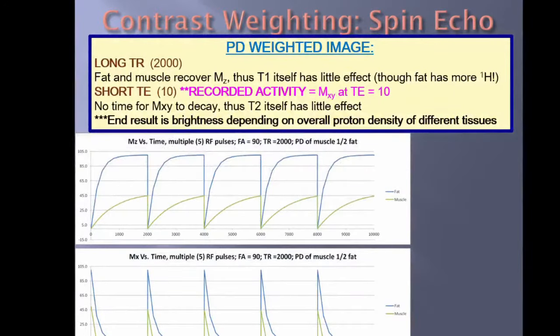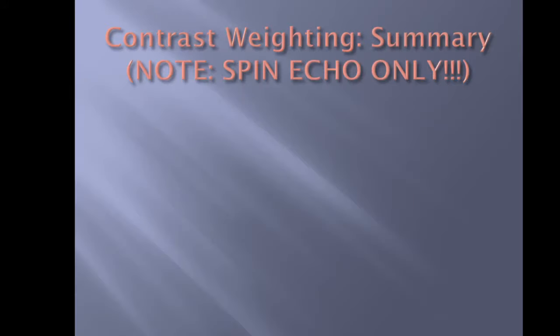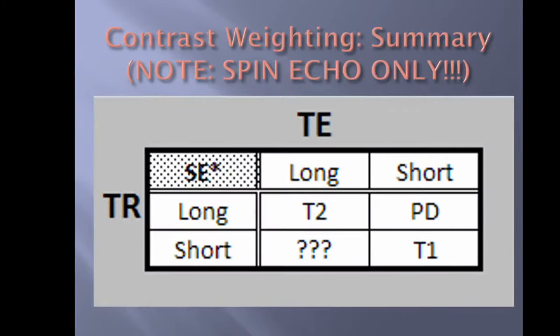So let's look. We've done this. Muscle setting up an equilibrium for itself can only achieve a maximum of 50% of fat. So we use a TE that's as short as possible, kind of like when we were doing T1 imaging. And so the fat is going to be about twice as bright as muscle. And hey, that's what we said, right? Fat is 100 and muscle is 50. So it works. Makes sense. Everyone follow that for proton density? Good. All right. Here is your summary.